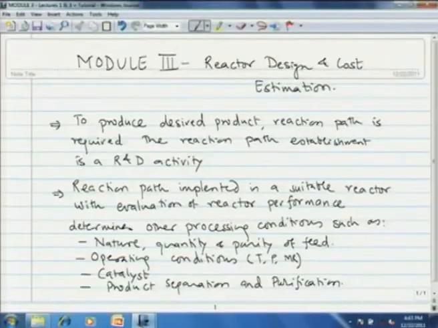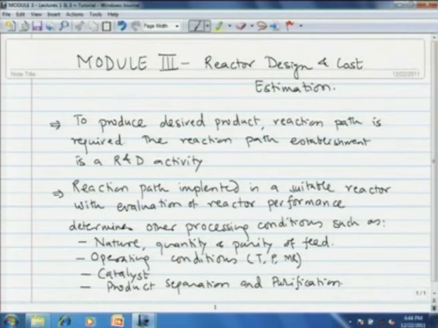Reactions initially are carried out in the laboratory on a smaller scale, maybe in a round bottom flask or similar types of small reactors. Then, depending on the success levels and the performance of the process on that scale, larger scale equipment are designed, such as the bench scale, then pilot scale, and finally the commercial scale.